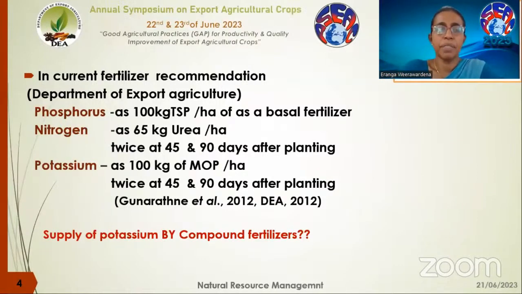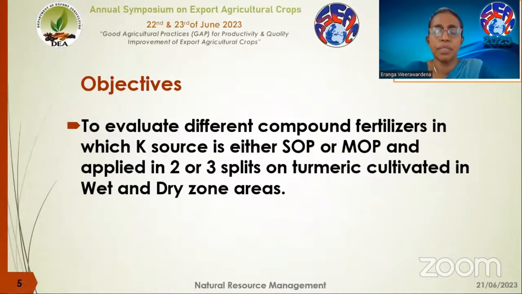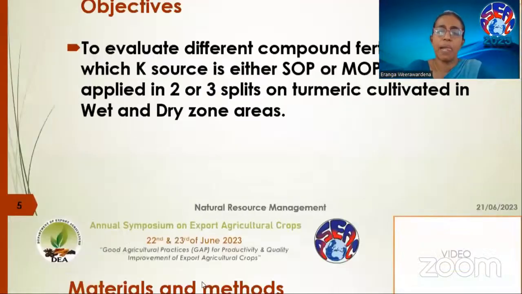Up to date, we have not done any research on supply of potassium by compound fertilizers, because compound fertilizers are more advanced than straight fertilizers, and in addition, we can supply potassium either as MOP or SOP if we use compound fertilizers. So the objective of my research was to evaluate different compound fertilizers in which the K source is either SOP or MOP, applied in 2 or 3 splits, on turmeric cultivated in wet and dry zone areas.